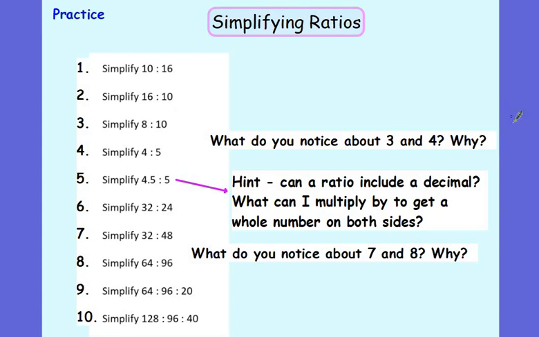In your light blue books, can you pause the video for 10 minutes and have a go at simplifying these? As you go through, what do you notice about 3 and 4? When you get to 5, here's a hint. I can't have a decimal within my ratio, but what could I multiply both sides by to get rid of that decimal? And what do you notice about questions 7 and 8? As you go through, have a think about those questions for me. Pause the video for 10 minutes and work these out in your light blue books now.